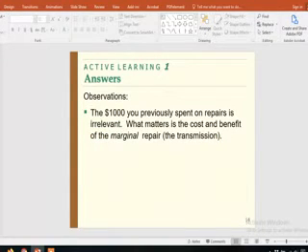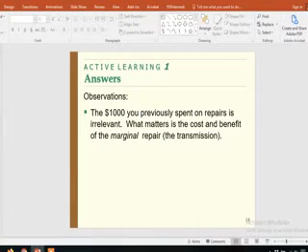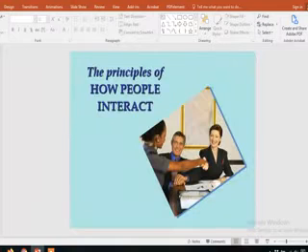Observation like the $1,000 that you previously paid on the repair is irrelevant and not related to the current decision. These four principles that we have discussed in the past lectures are related to how people make decisions.